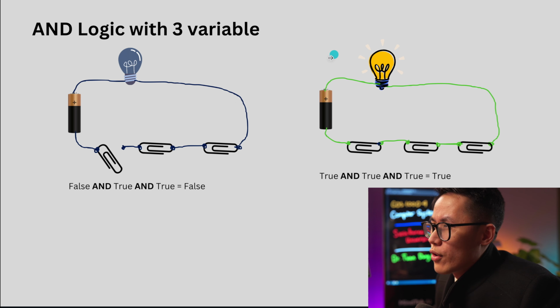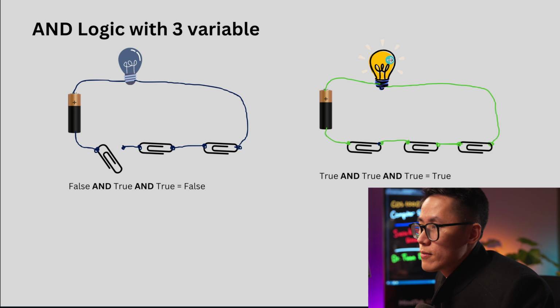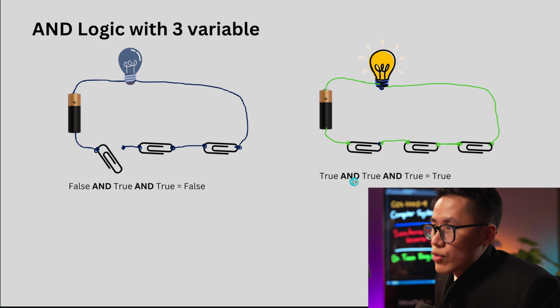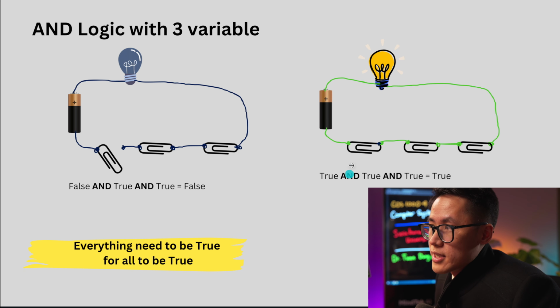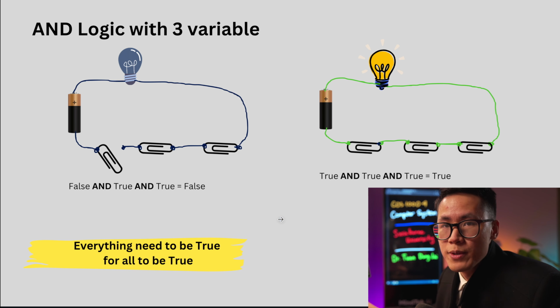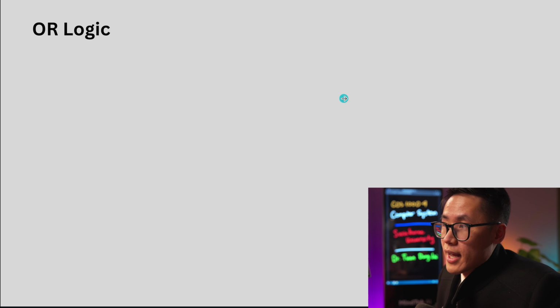In the picture on your right, you can see that all of the gates are closed. So the signal can go from one point to another, which means the bulb will be turning on. And to represent this diagram, I can write true and true and true equal true. Okay, so from this example, when talking about AND gates, the way that I remember it is that everything needs to be true. So all of the variables need to be true for the final thing to be true. So if one thing is false, the whole thing will be false. Okay, that is the AND gate.